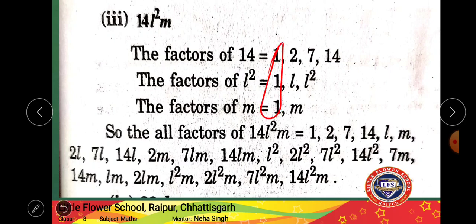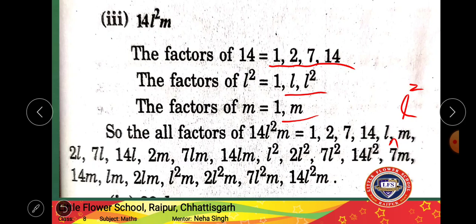1 is common and 1 we will not multiply, so now 2. First I will write the individual factors: 1, 2, 7, 14, L square, m. This was the common factor. Here L square is missing, you will note down L square also. So common factors I have written.